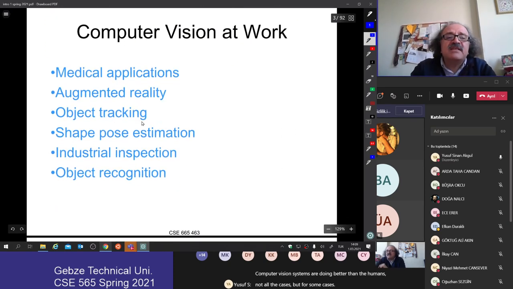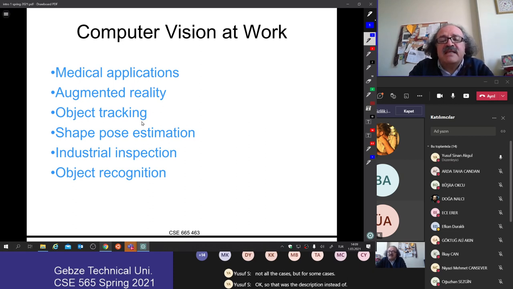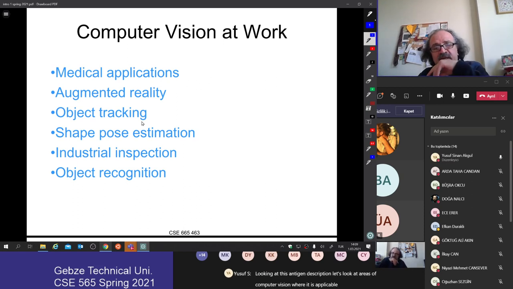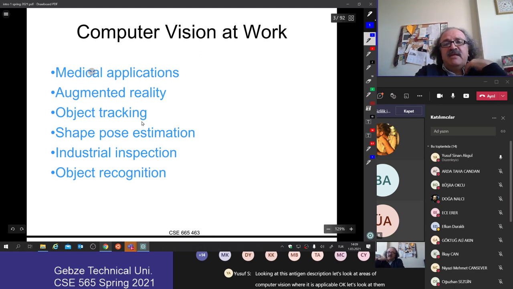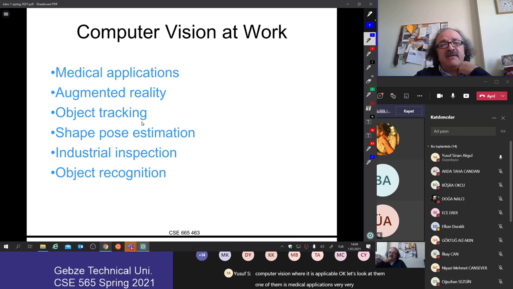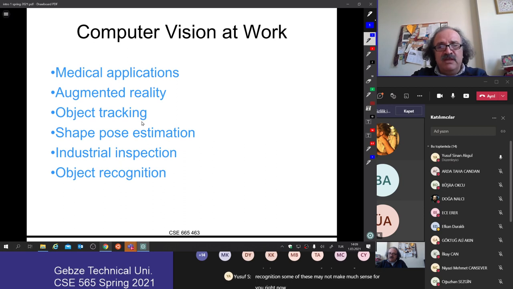Okay, so that was the description. Instead of looking at the sentential description, let's look at the areas of computer vision where it is applicable. Okay, let's look at them. One of them is medical applications, a very important application area. Nowadays, again, it is getting very sophisticated. Augmented reality, we will see. Object tracking, shape pose estimation, industrial inspection, object recognition. Some of these may not make much sense for you right now, but when I show you the images and examples, you are going to see what we mean by them.